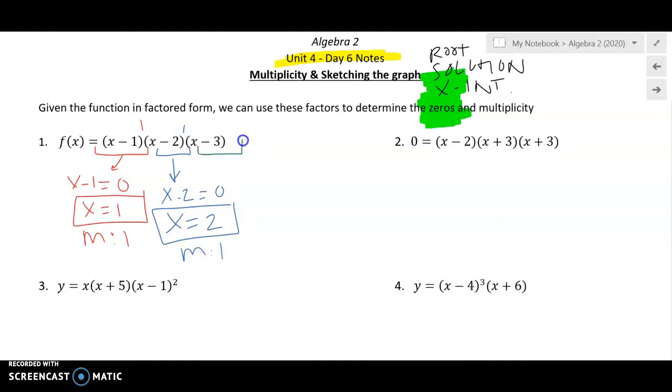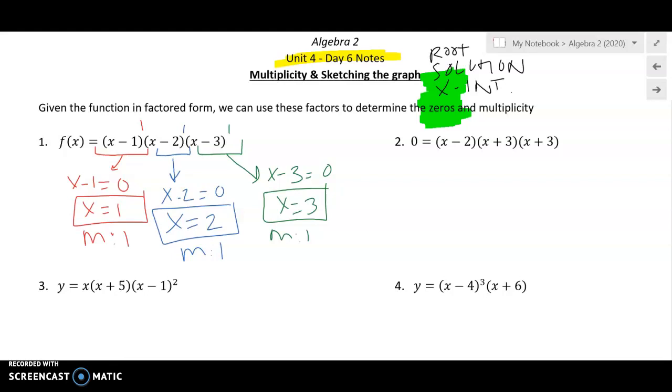Last piece for this one, x minus 3. Set it equal to 0, solve it, and you get x is equal to 3. So there's my other answer. Look at the exponent. Technically there's a 1 there, so the multiplicity would be 1. So I have 3 solutions, 3 answers to this problem: at 1, at 2, and at 3. The multiplicity is 1 for all of them.